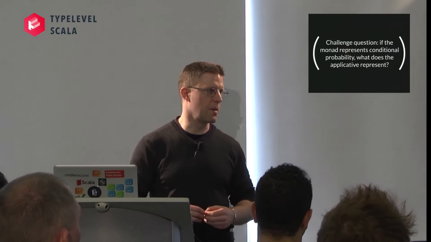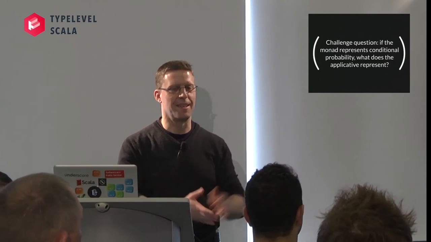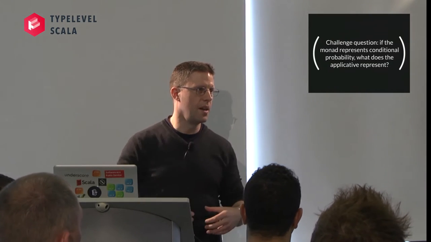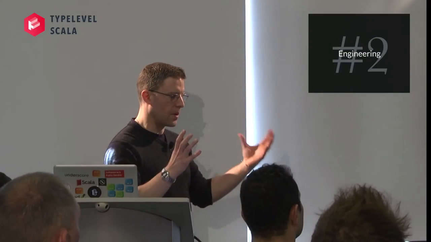I'm not actually expecting anyone to answer this. Oh, we've got independence, yes. That's great. Okay, so the applicative to join together two events without any dependency between them is representing independent events or independent distributions. We've seen the model here.